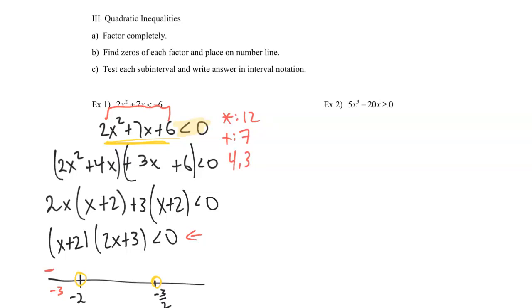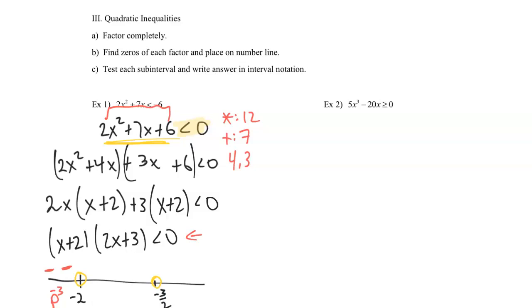When I plug -3 in for x into this factor, 2 times -3 is -6, plus 3 is also negative, more specifically, -3. So when I have a negative times a negative, that means I am going to have a positive for this section. So I'm going to put a P there to represent positive.